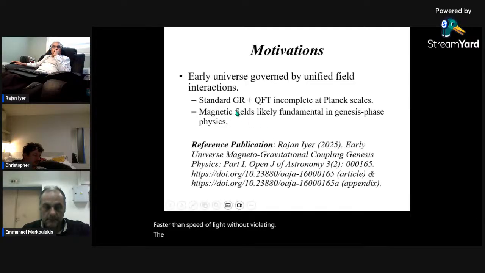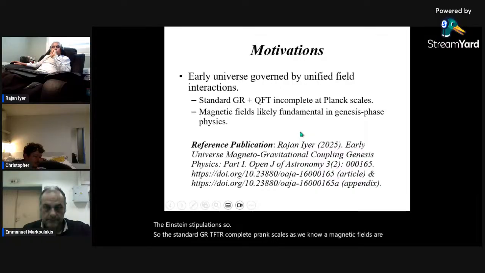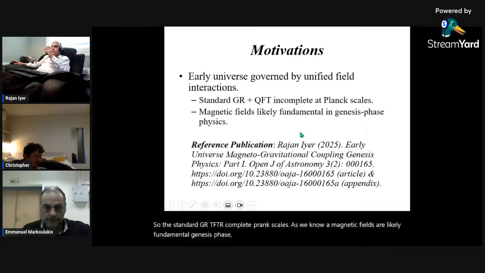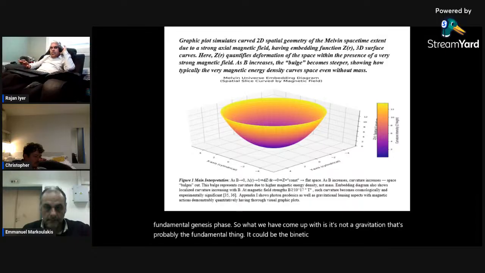The standard GR and QFT are incomplete at Planck scales, as we know. Magnetic fields are likely fundamental in the genesis phase. So what we have come up with is that it's probably not gravitation that's the fundamental thing. It could be the magnetic aspects. So this is one of the things.